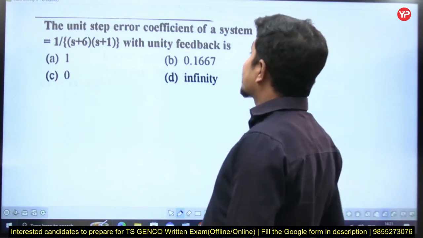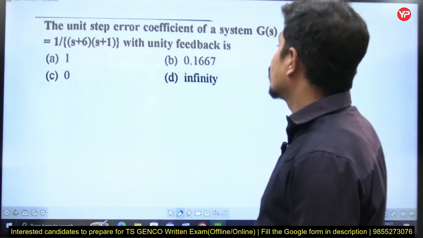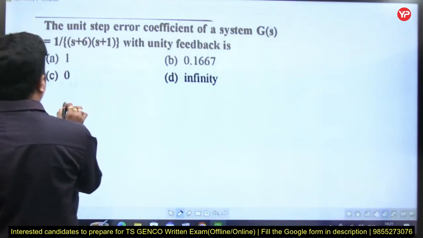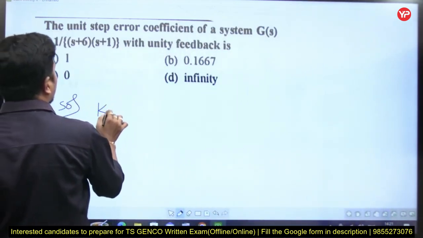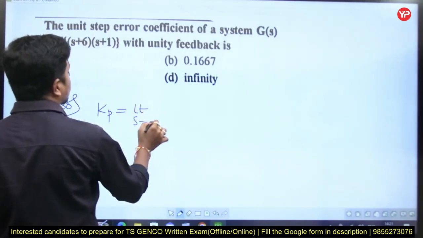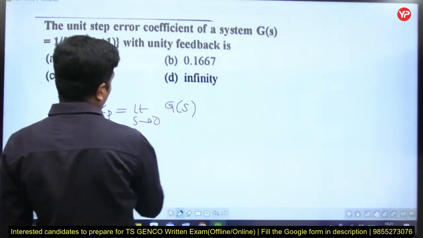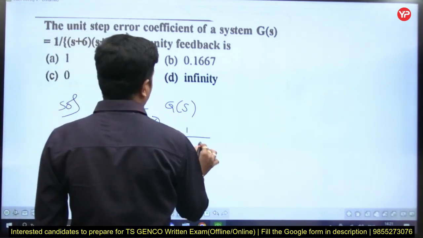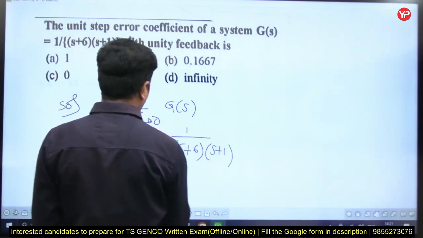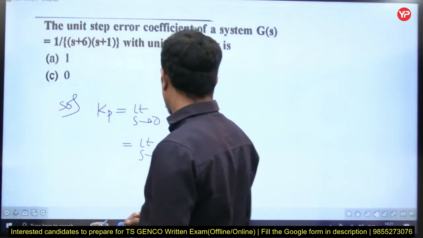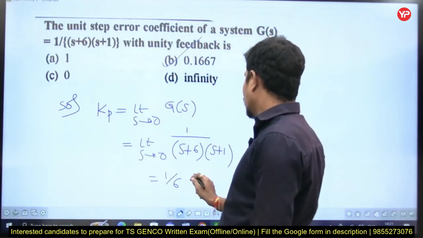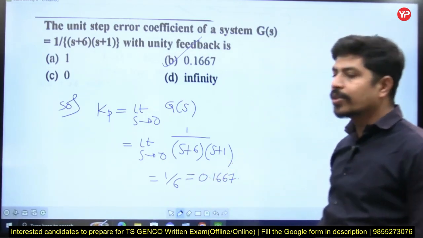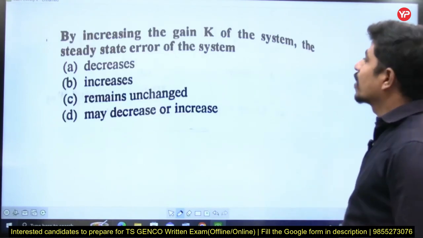The unit step error coefficient of a system G of S is equal to 1 by S plus 6 into S plus 1 with unity feedback is. So, what is step error coefficient? Kp. What is Kp? Limit S tends to 0 G of S, that is equal to limit S tends to 0 of 1 by S plus 6 into S plus 1, that is equal to 1 by 6, that is 0.1667. Yeah, let's go to the next question.